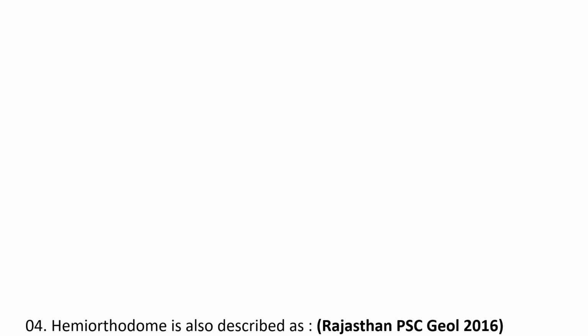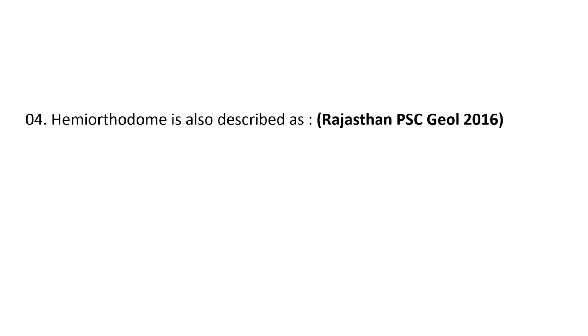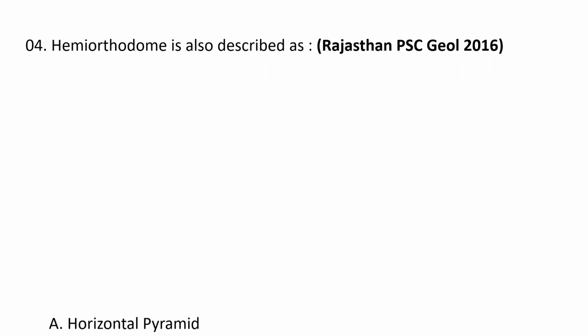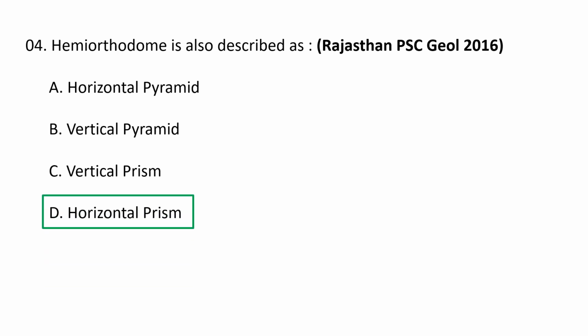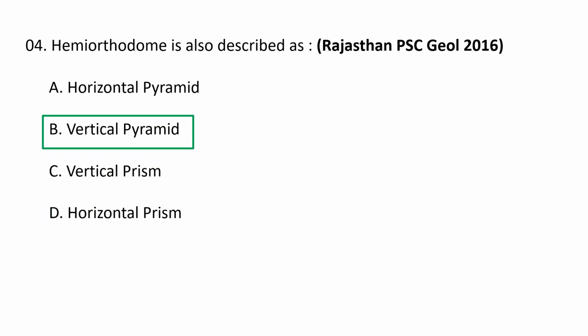Prism. Next question. Hemi-orthodome is also described as A. Horizontal pyramid, B. Vertical pyramid, C. Vertical prism, D. Horizontal prism. Hemi-orthodome is also described as a vertical pyramid. So here the vertical pyramid is also known as a hemi-orthodome, and it is defined as a pinacoid which is parallel to the ortho axis and cutting the vertical axis and clino axis in a crystal.